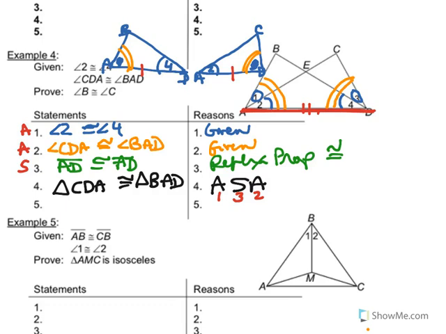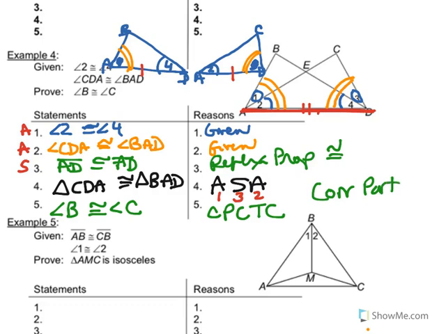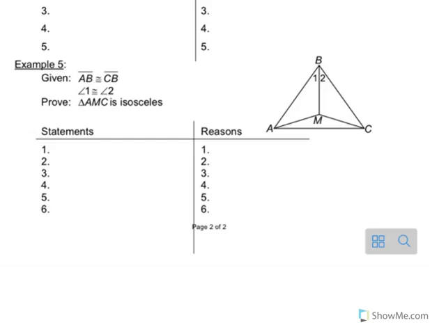And so now that I know the two triangles are congruent, we can say that angle B is congruent with angle C because of CPCTC. And what does that mean? Corresponding parts of congruent triangles are congruent. So once we've proved that these two triangles are congruent, we know that all of their corresponding parts are congruent as well. Okay, almost done. So let's look here on example 5.